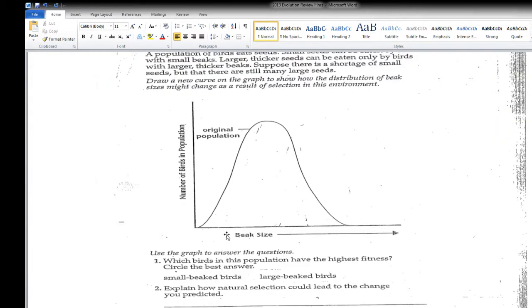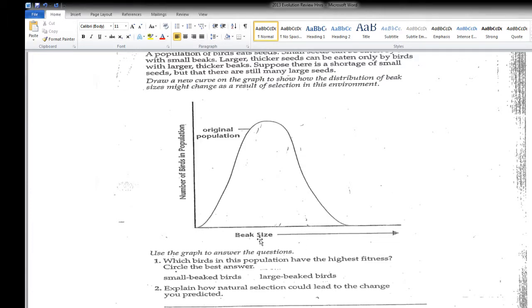Here we go. So, instead of beak size right here, let's say this is color. Beige in the middle, white over here, brown over here. So white on the left, brown on the right, beige in the middle. It said there was mostly beige environment, so we would predict that the beige lizard would probably survive the best. So this would be the peak of the lizard population, right around where beige is. White and brown, yeah, there's white and brown spots, so they're surviving a little bit, but not a lot.